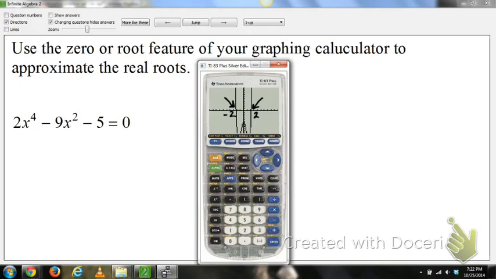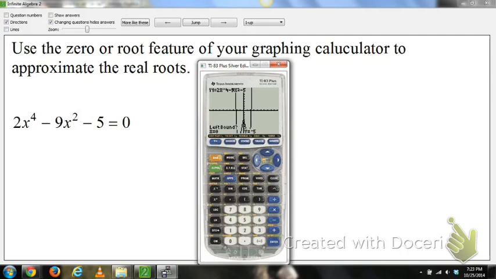So let's use that. I'm going to hit the second button and then the trace button, and that brings you to the calculate menu, and then you're going to choose 0. Now when you choose 0, it's going to take you back to your screen, and you'll notice a few things. First of all, you have crosshairs that are flashing probably right on the y-axis on your graph, and it's asking you for the left bound. You'll see that in the lower left corner of your screen.